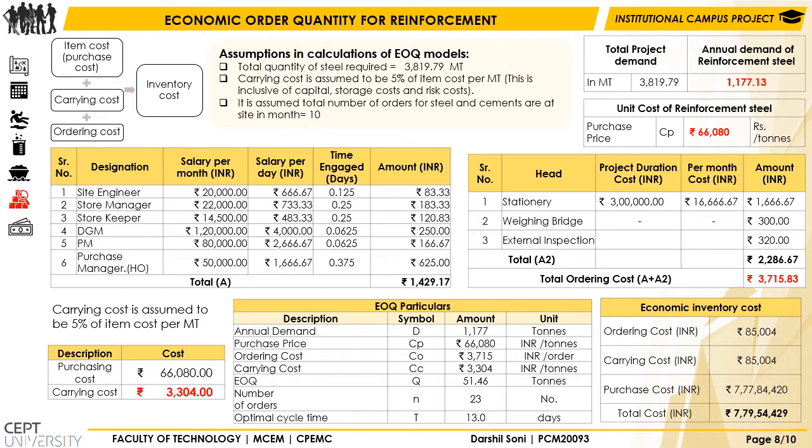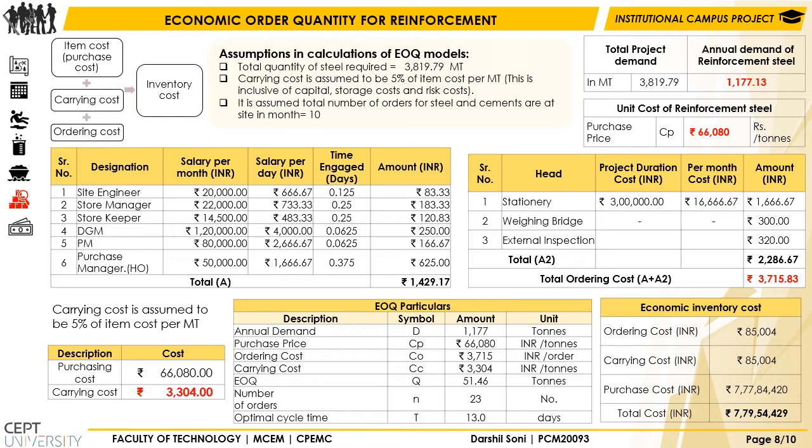Next is the economic order quantity for the reinforcement. How much to order and when to order, so as to result in the lowest possible total inventory cost, can be determined with the use of the economic order quantity, also known as EOQ. Inventory cost is a total of ordering cost, purchase cost, and carrying cost.